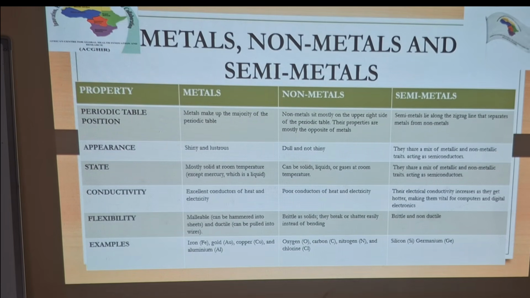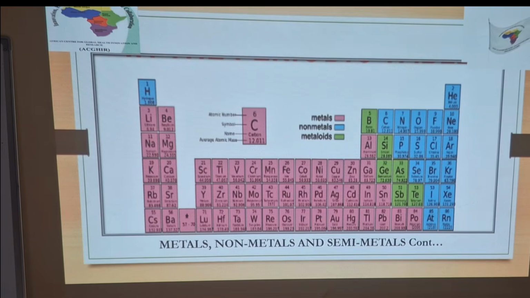Their electrical conductivity increases as they get warmer, which makes them vital components for digital electronics and computers. They are brittle and non-ductile, and examples include silicon and germanium. So let us look at the periodic table to get an understanding of where our metals, nonmetals, and metalloids are positioned.